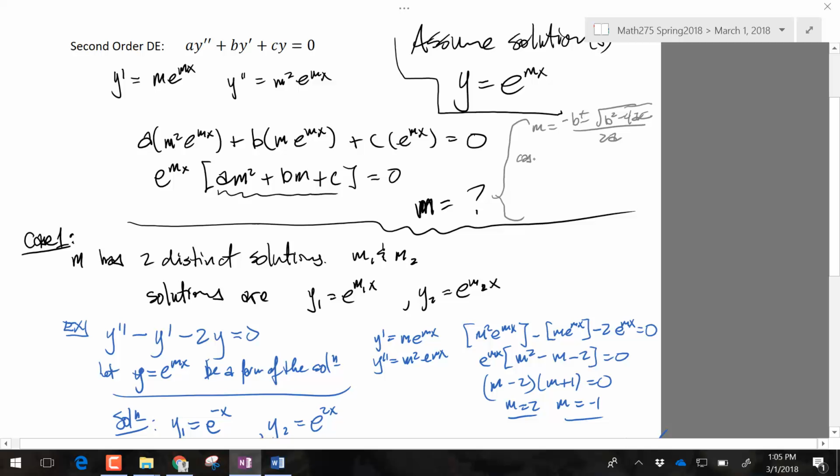So case 1, b squared minus 4ac is bigger than 0. We get two real roots. That's the case that we just did. Case 2, it's possible that b squared minus 4ac is equal to 0. And if it's equal to 0, what do you get? You get negative b plus or minus nothing divided by 2a. So only one real root.